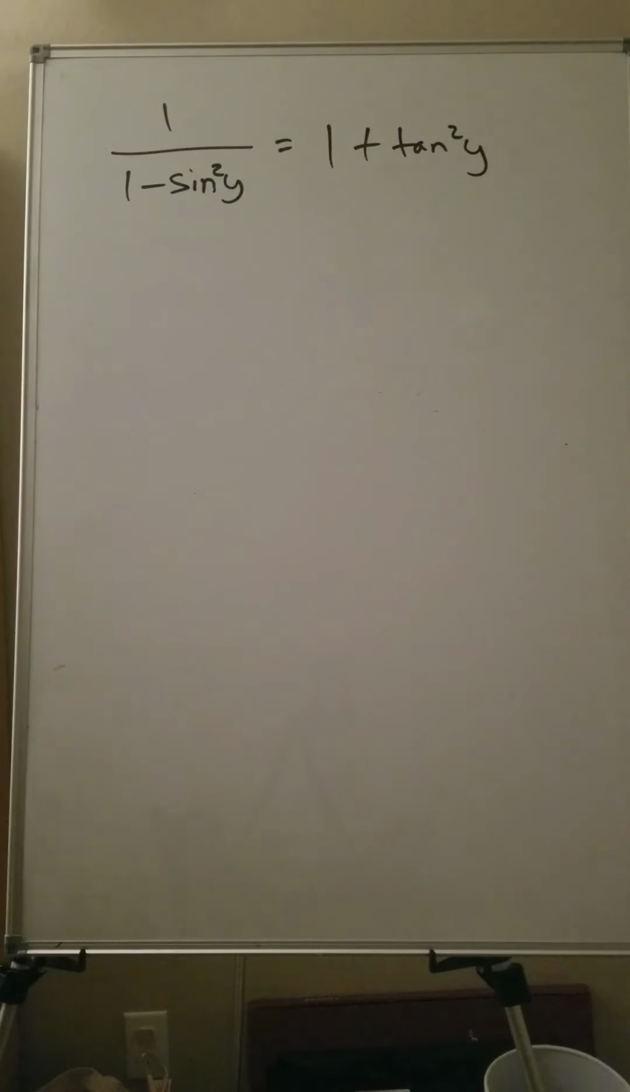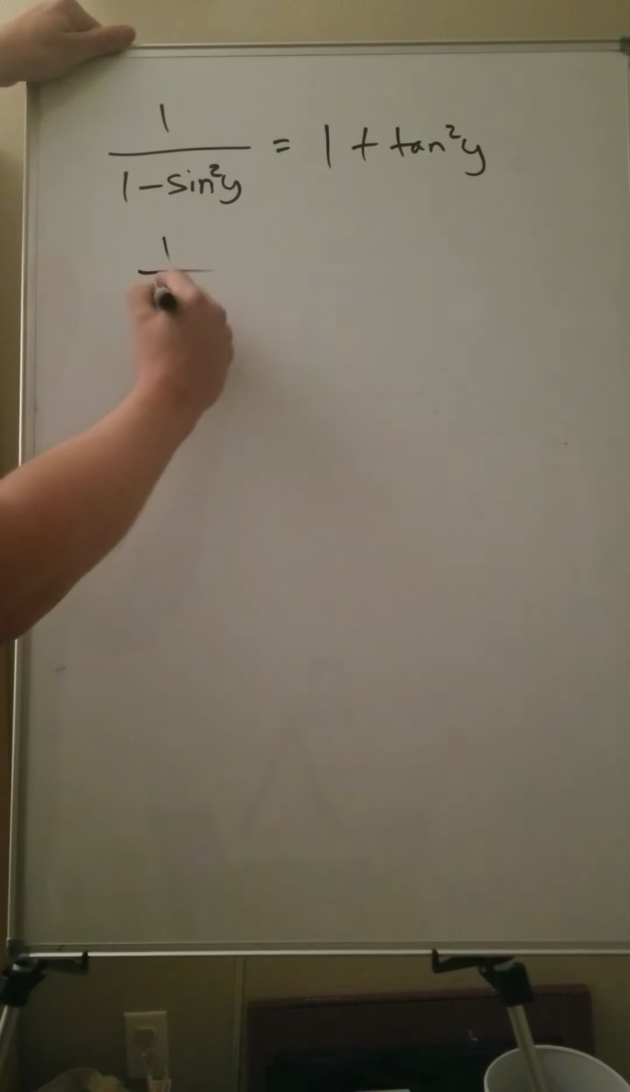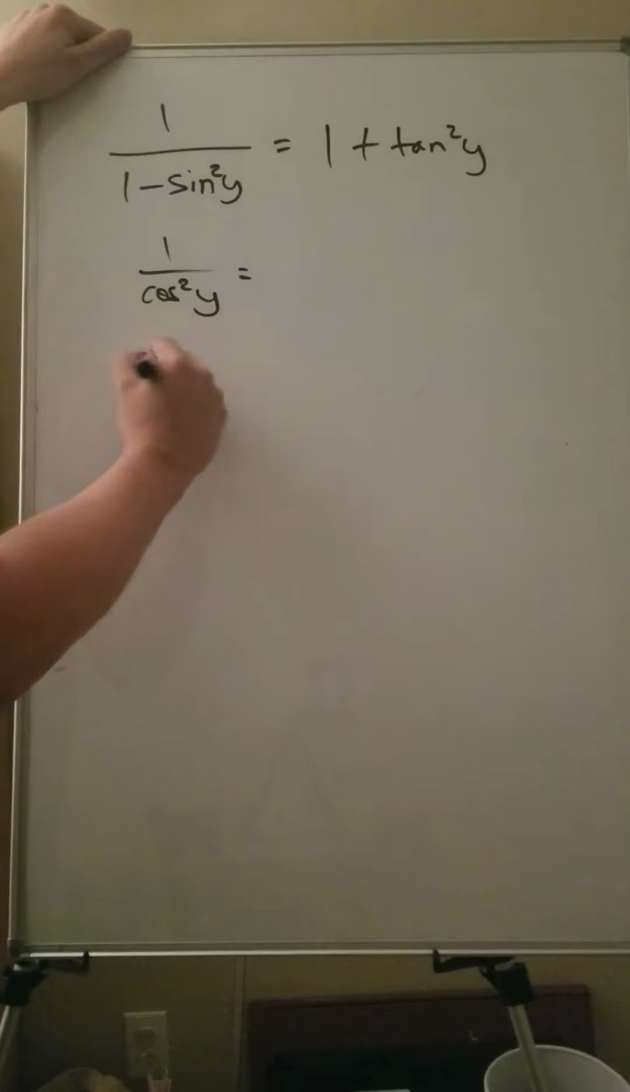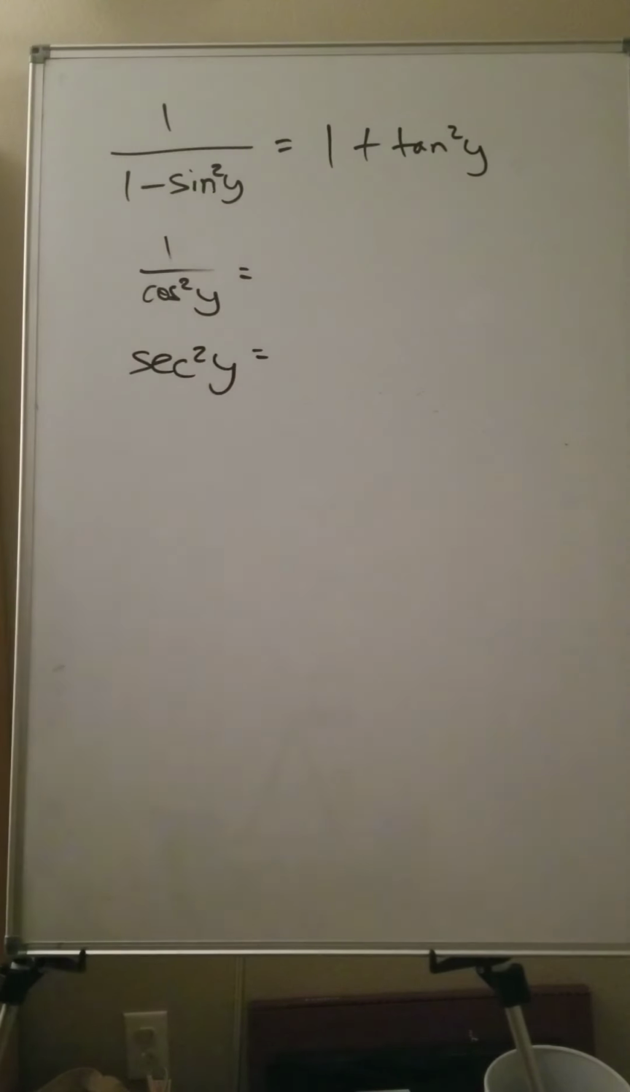So when I look at the left-hand side, what I see is 1 minus sine squared in the denominator, and at this point, if you've been following along with the videos and actively trying to do these on your own, you probably recognize that 1 minus sine squared is really just cosine squared. So this becomes 1 over cosine squared y. And cosine is the reciprocal of secant, so 1 over cosine squared y is the same thing as secant squared y.